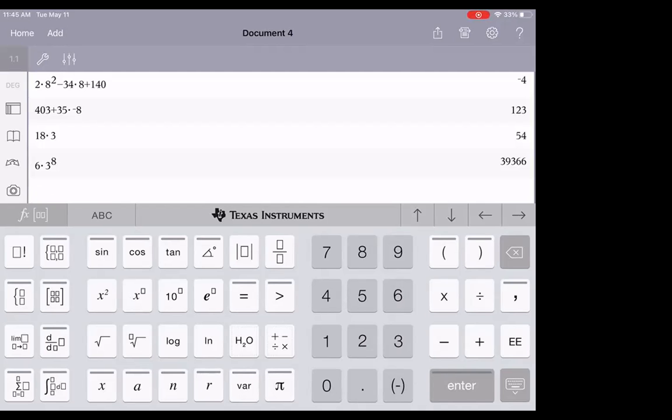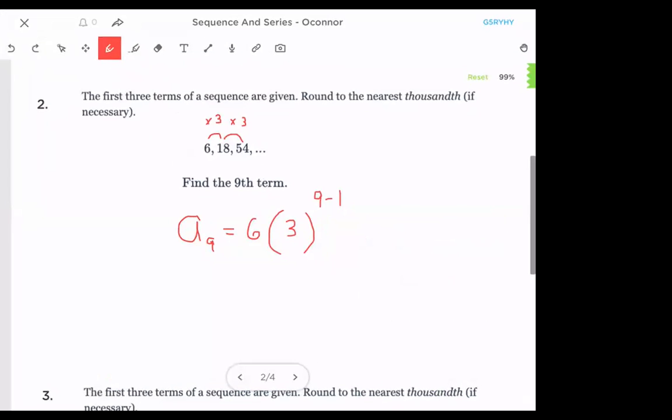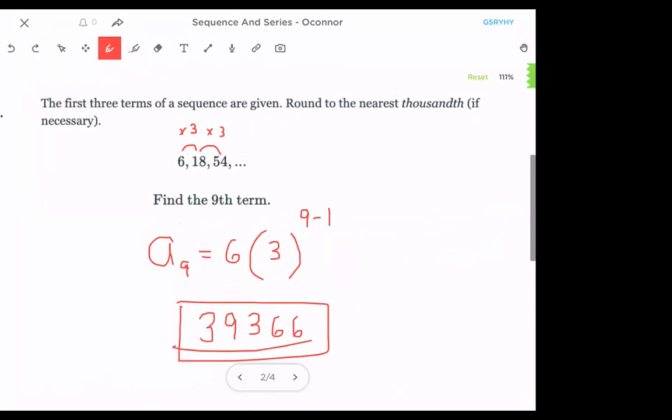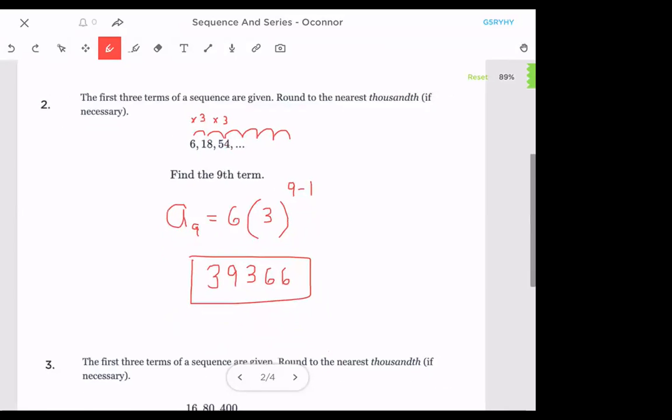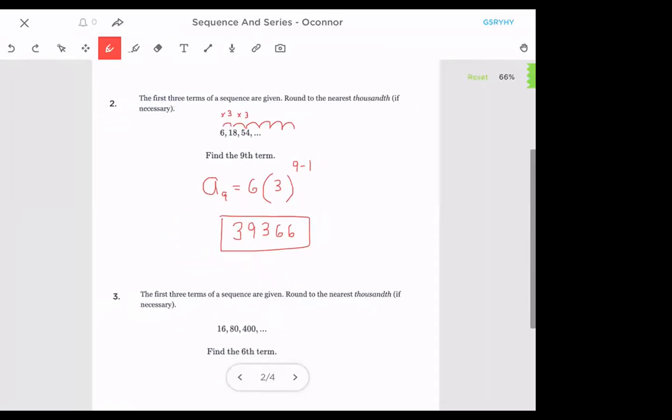So I have 39,366. Okay, so again, what that means is, this is our answer, of course, but if I were to multiply by 3, multiply by 3, multiply by 3, and I did that, the 9th term in that string would be 39,366.